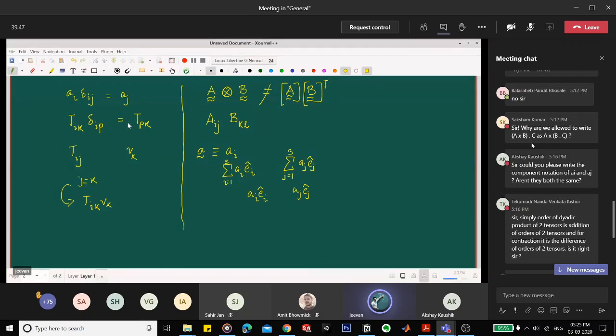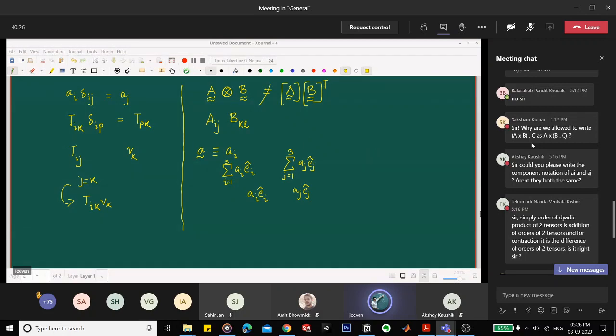If you go back to the shared screen, AI delta ij is equal to AJ. So this is just a fun way of writing it. Whatever AI is, this AJ is basically physically representing the same vector. But as part of an actual equation, you will see that it does make a lot of difference. We'll come to those examples. The actual illustrations will come in the kinematics chapter as well as the stress chapter, and you will have occasion to use those in your problem sheets also. So we'll come to that. Okay.